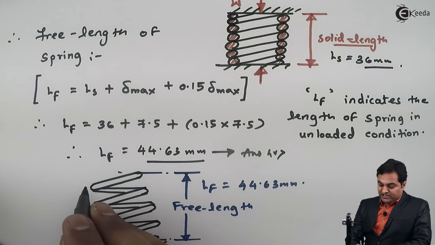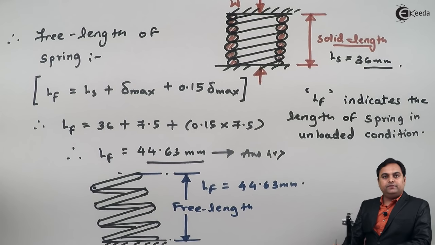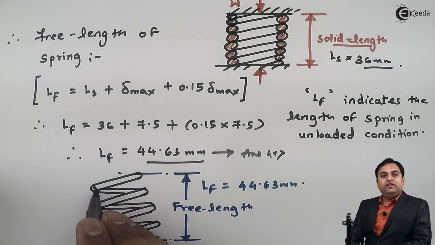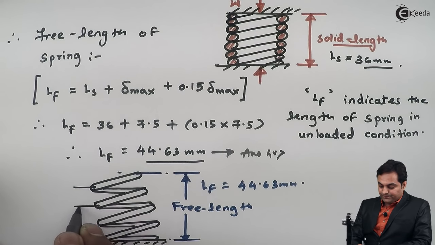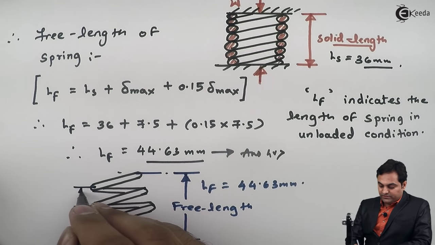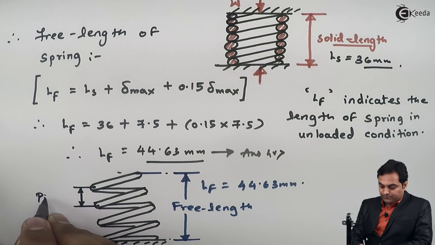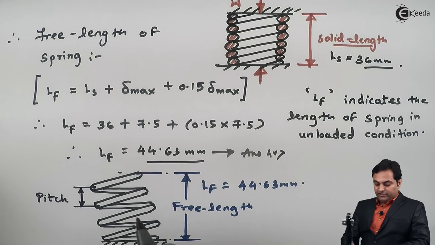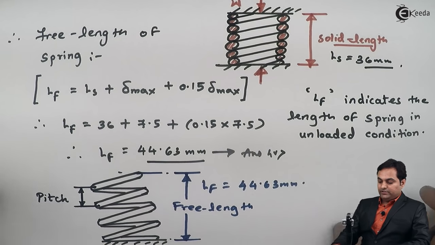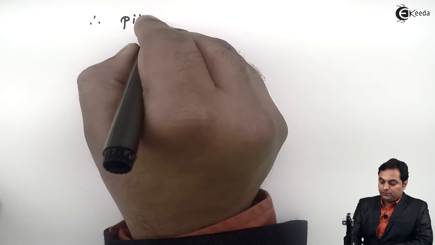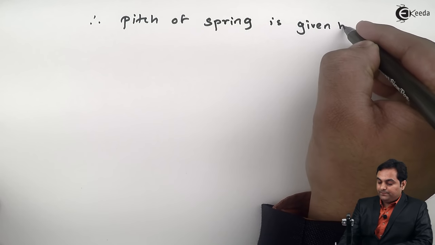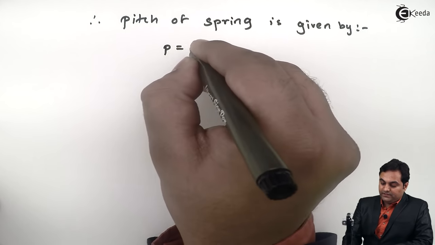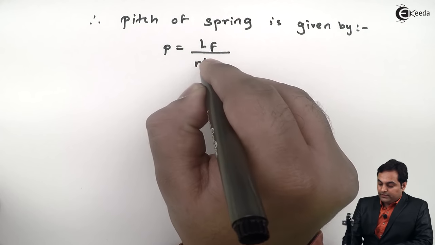And what is pitch? If I take a point on a single turn of a spring, then on the next turn I have to take the point at the same location. If I measure this linear distance, it would be called the pitch. So here we even want to know how much the pitch should be for this helical spring. Therefore, pitch of spring is given by P is equal to LF upon N dash minus 1.